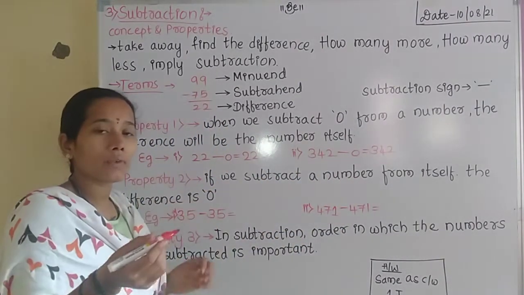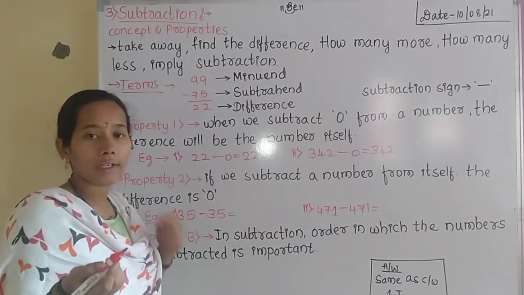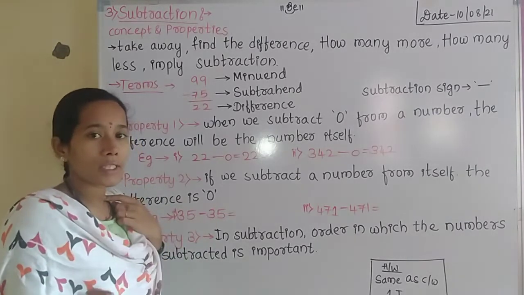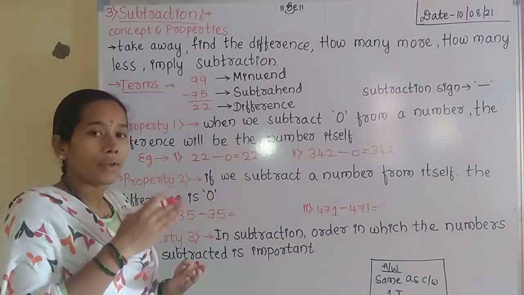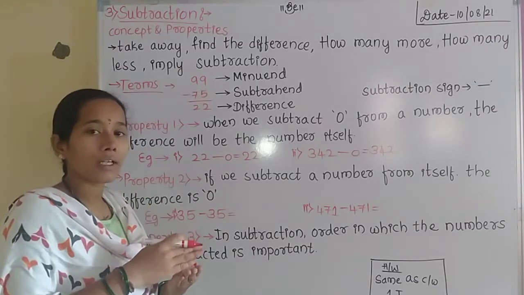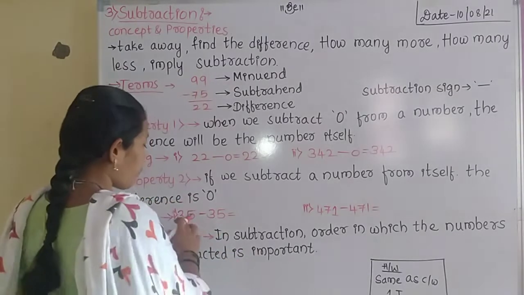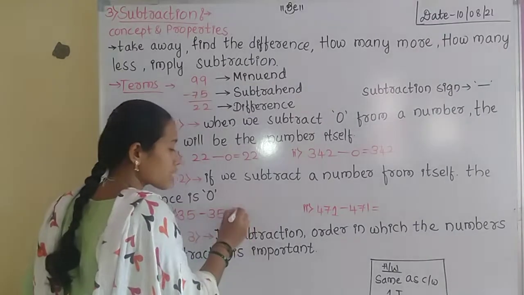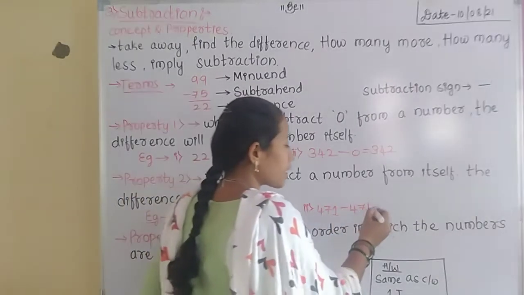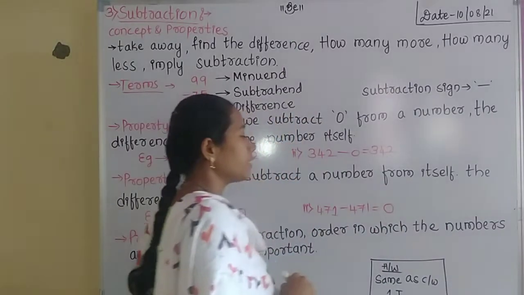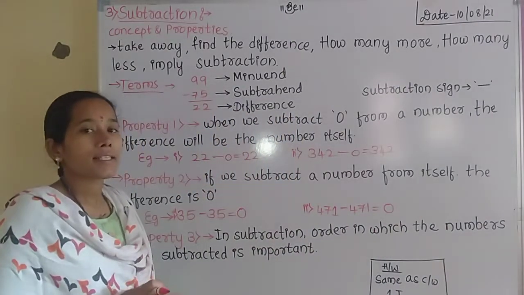See, 1 minus 1 is equal to 0. You already know about that one. 4 minus 4 is equal to 0. So here, when we subtract a number from itself only, the difference will be 0. So 35 minus 35 is equal to 0. 471 minus 471 is equal to 0. Okay, this is the second property.